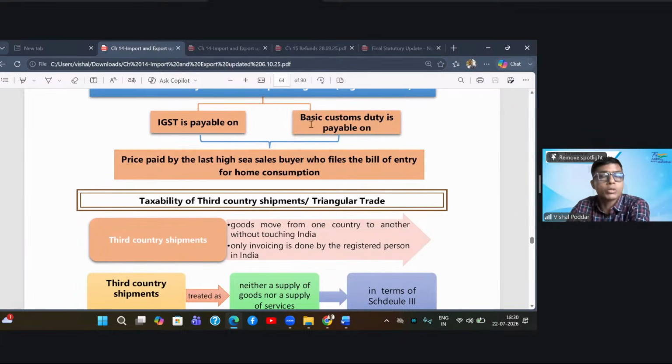Now again, the buyer will be paying customs duty and also the IGST. On what price? Both the taxes. Custom duty will be calculated on the price paid by the last high sea sale buyer who files the bill of entry. So the buyer who is filing the bill of entry, the price at which that buyer has purchased. So in this case, I have sold to that buyer. So when that buyer is filing the bill of entry, that buyer will be required to pay the GST plus the basic customs duty, and the price at which they will be calculating the basic custom duty is this final sale price.